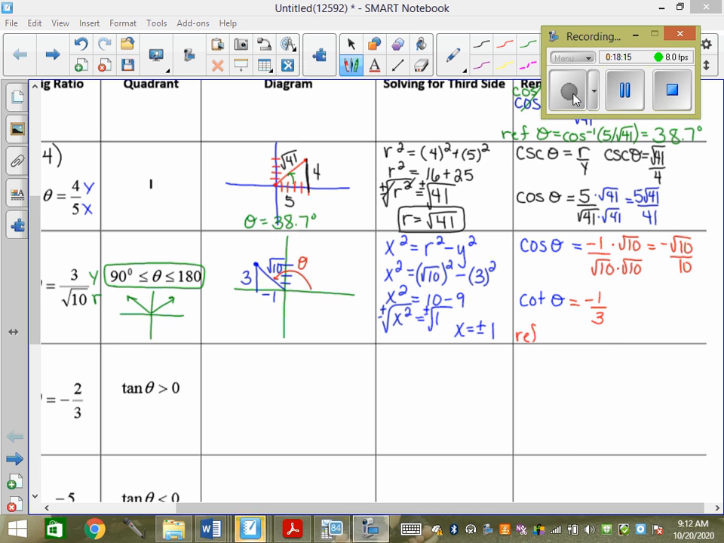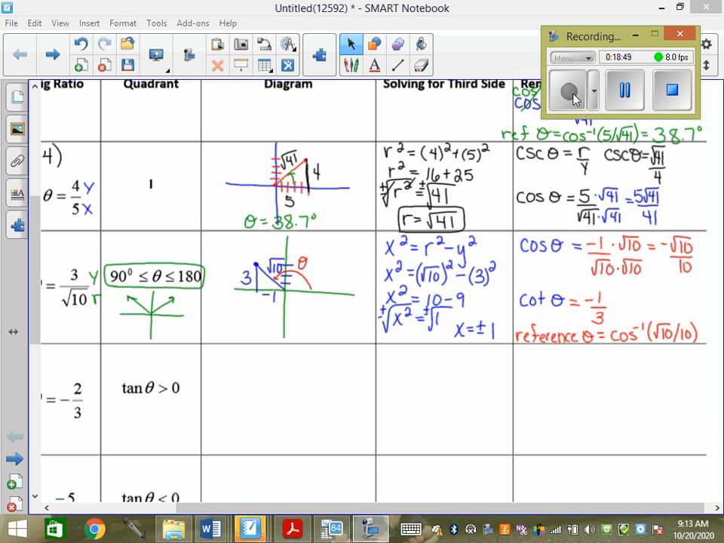Remember, the reference angle is that little bow tie angle? So my reference theta is cos⁻¹ of root 10 divided by 10. Did you see that I didn't put the negative sign in there? When you want to find your reference angle, if you put the negative sign in, it's going to give you a negative angle. If it's tan, it'll give you a negative angle. Whenever you want to find a reference angle, you just use the trig ratio with positives.